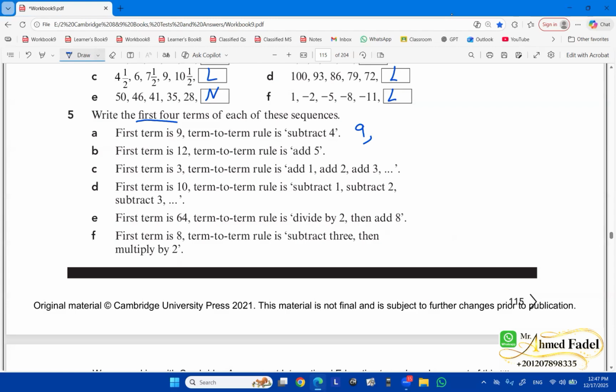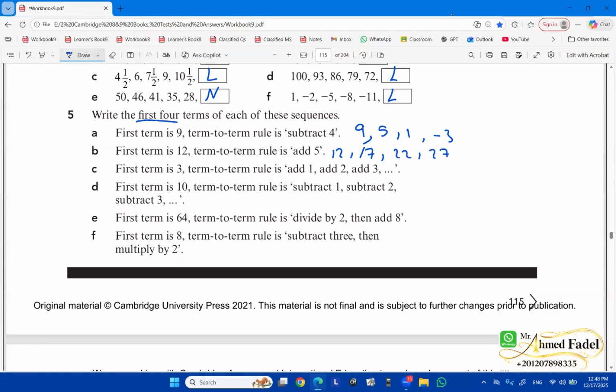All right, so let's continue. Term to term rule here is subtract 4. So 9, then 5, then 1, then -3. Now I've provided them with the first 4 terms. Question B over here says to you, first term is 12. Term to term rule is add 5, then 12, 17, 22, 27.